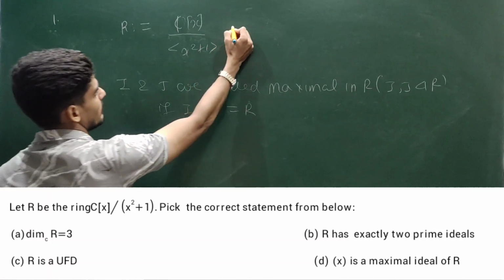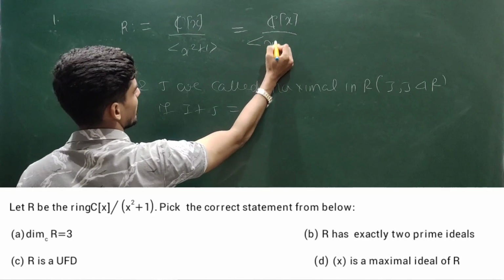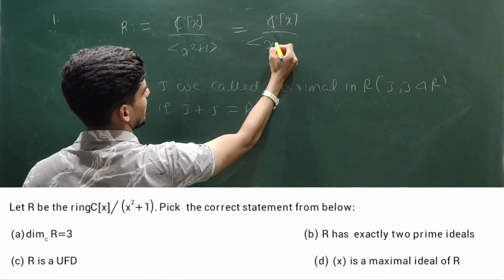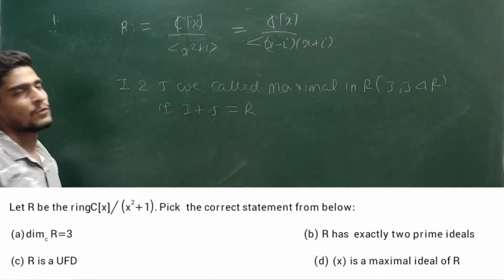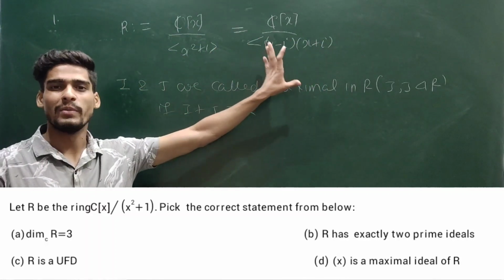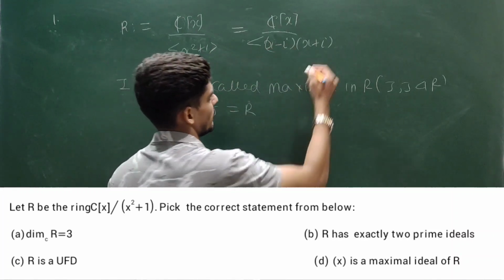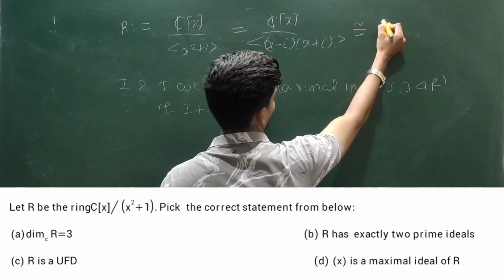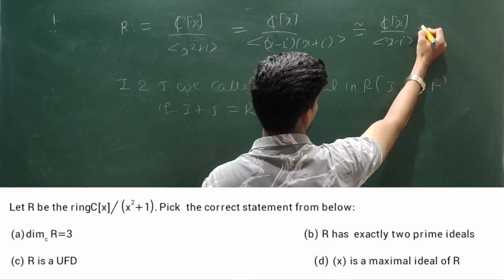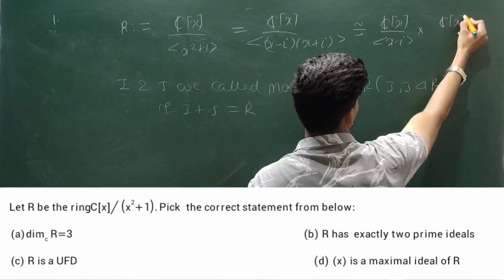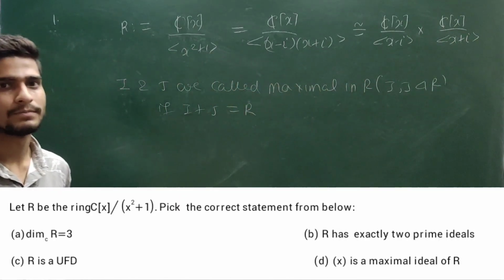You can see this is same as Cx over the ideal generated by x square plus 1, or I can write x minus iota, x plus iota, because I am in C, so I can use iota, the imaginary part. So this is the same as x minus iota, x plus iota. Can I write in this format? This is actually isomorphic to Cx by x minus iota cross Cx upon x plus iota. Can I use this?